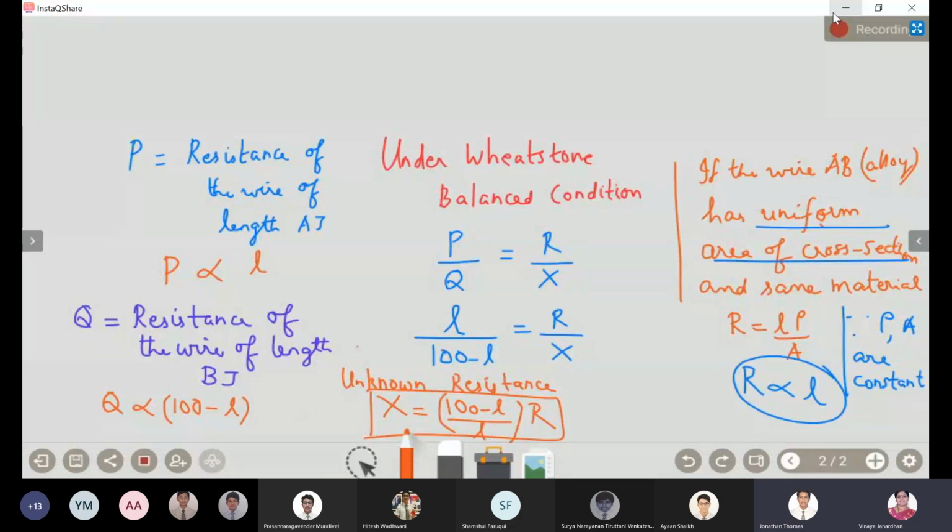Ma'am, should we draw Wheatstone's bridge on the side for this? No need. That's only for your reference.